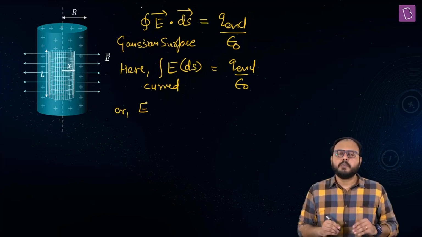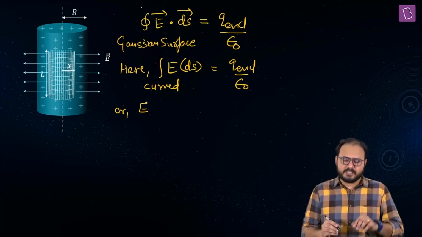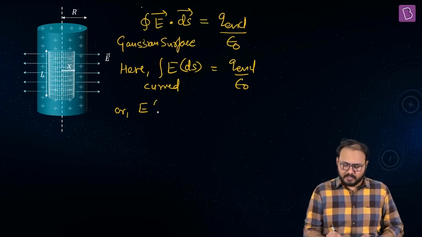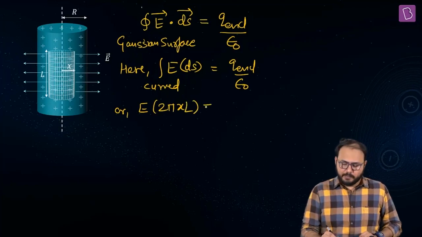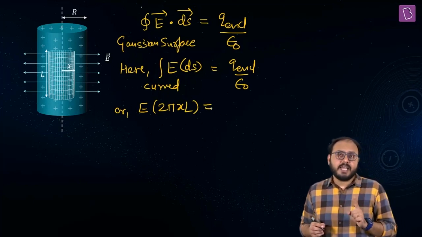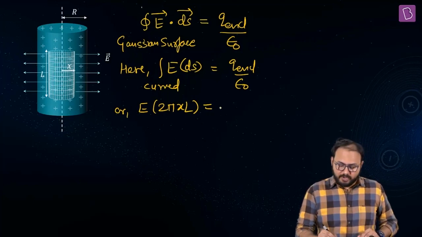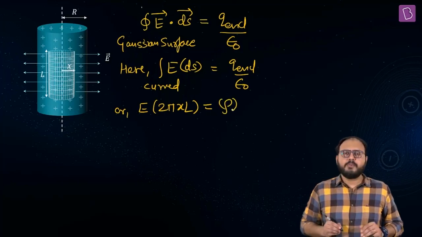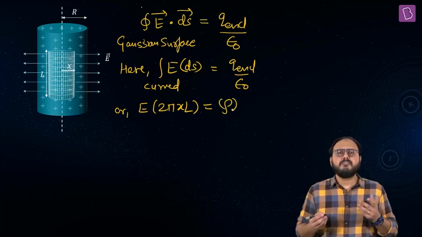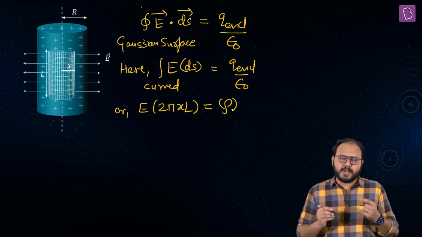Without further ado, can you please tell me the value of the curved surface area of the Gaussian surface cylinder? 2 pi R L, sir. Who plays the radius? Sir, X. 2 pi X L. Agreed? Good. Can you please tell me how much is the enclosed charge? It's not a line. It's a solid cylinder. So rho will be the volume charge density. What will you multiply rho with? The volume of the chosen cylinder. What's the formula for volume of a cylinder? Sir, pi r square h.